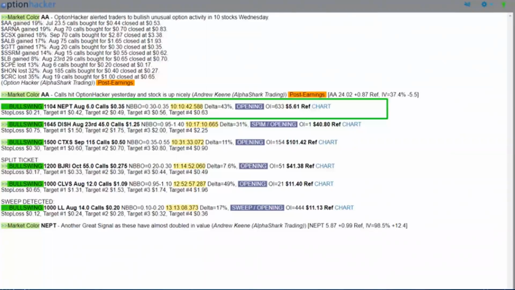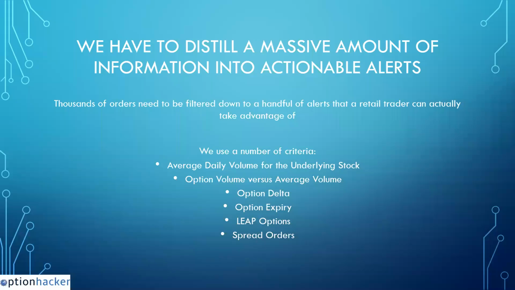If you're not someone who's really into trading options outright, or you don't have the account permissions to do so, this information is still super valuable because it expresses the raw directional bets that institutions and hedge funds are making on specific individual equities, right? So let's jump in here and talk a little bit about how we actually distill down all of this information into actionable alerts and why we've picked the criteria that we have to do that, right?